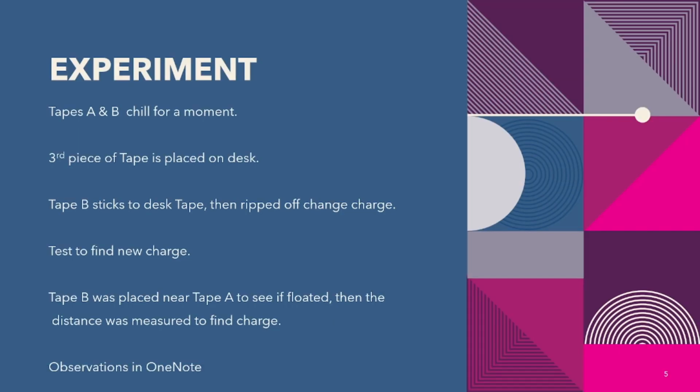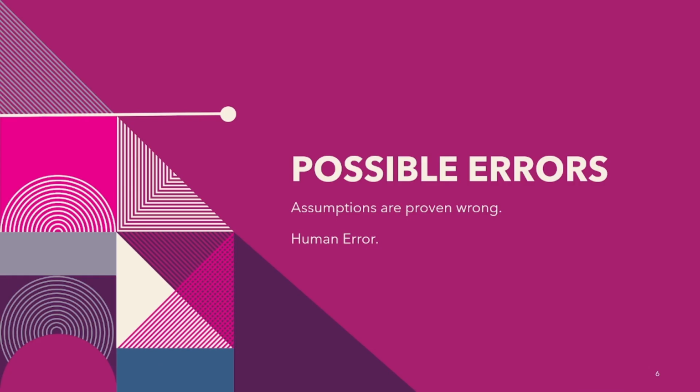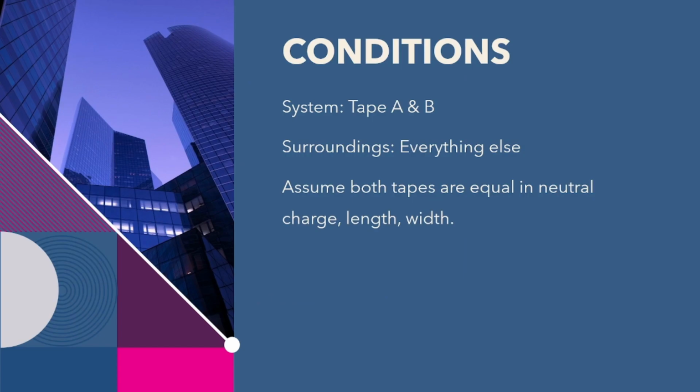Okay, now on to slide 6. Possible errors are assumptions being proven wrong and human error. Earlier on in this, I'll go to the slide just to show you, we oversimplify our system. We say that both tapes are equal in length, width, charge, and also mass, though that's not mentioned there.